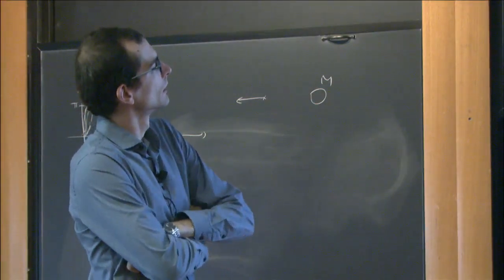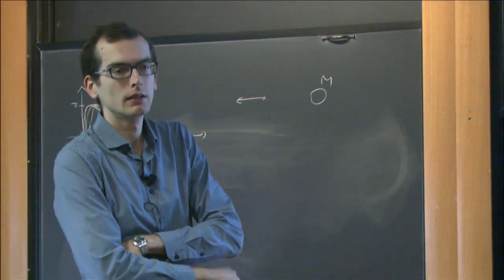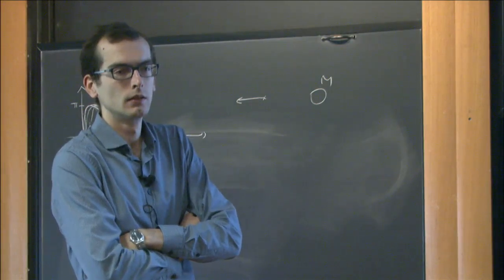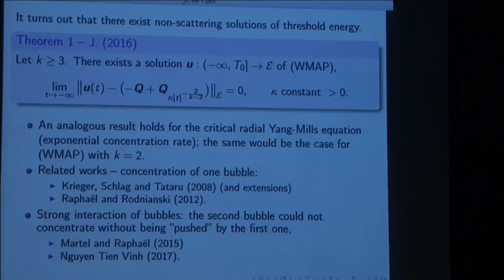Okay, and the second result. Sorry, can you go back? What's in these two papers by Martel, Raphaël, and Merle? Martel and Raphaël, these are papers where you also have strong interactions of solitons, for the L2 critical NLS equation. So this is a case of blowing up bubbles which blow up at the same time. L2 critical in which dimension? In dimension 2.